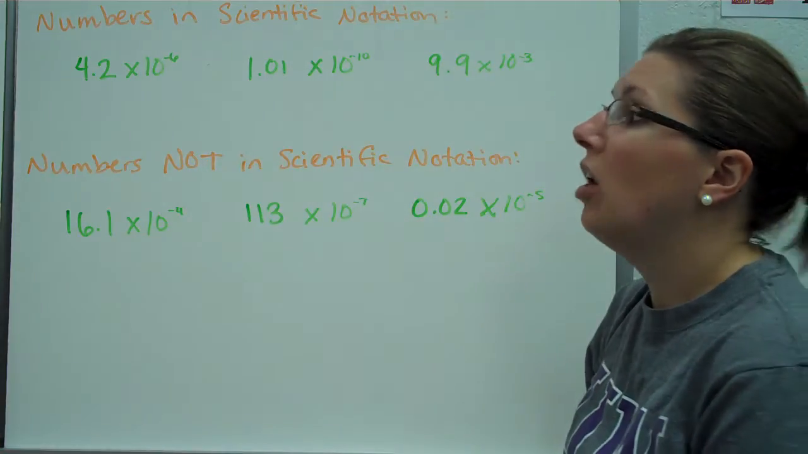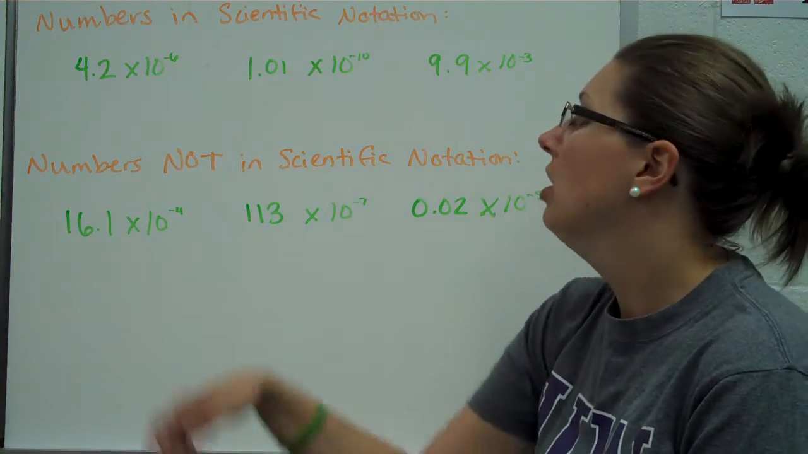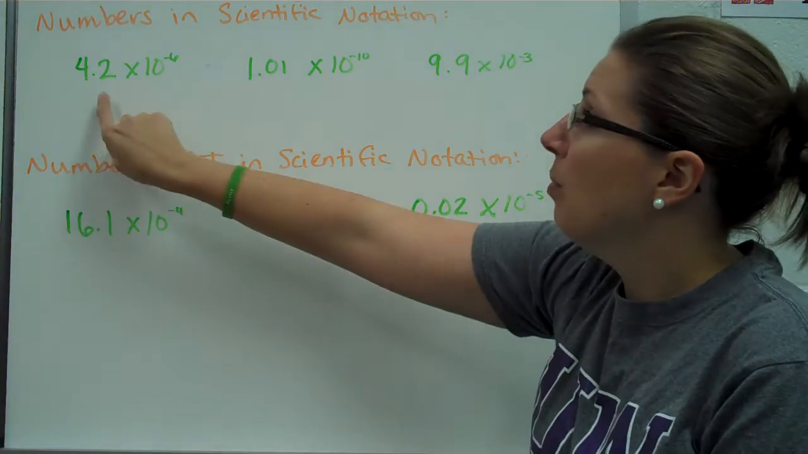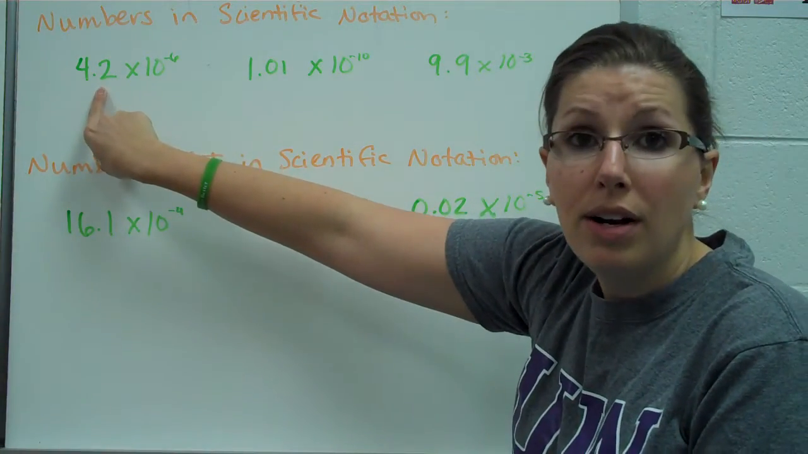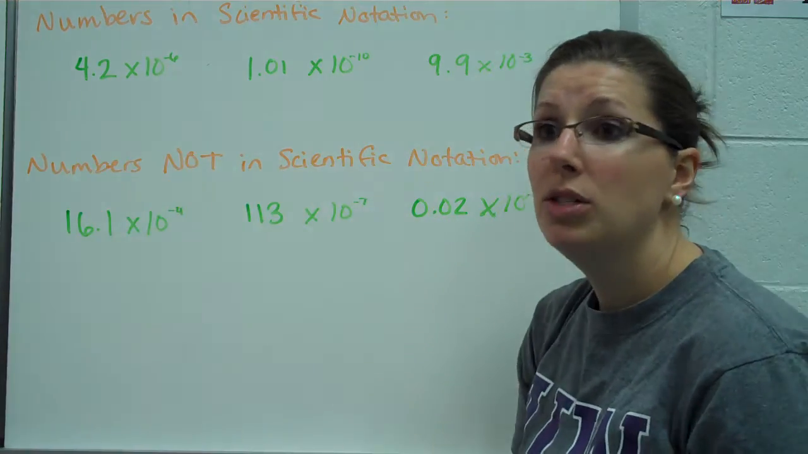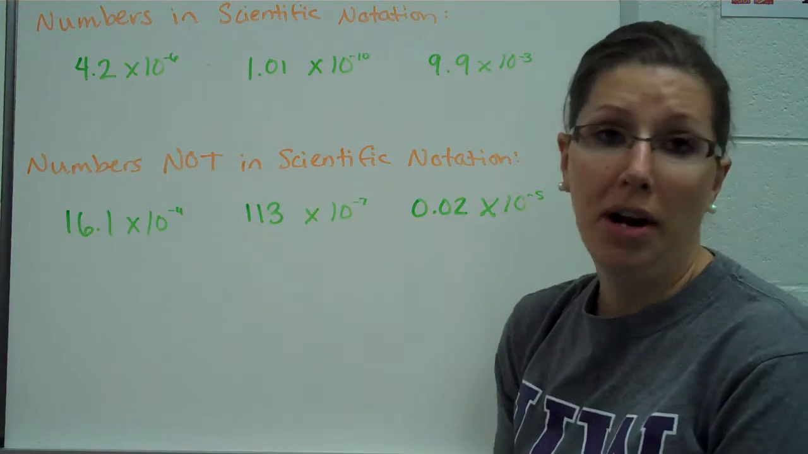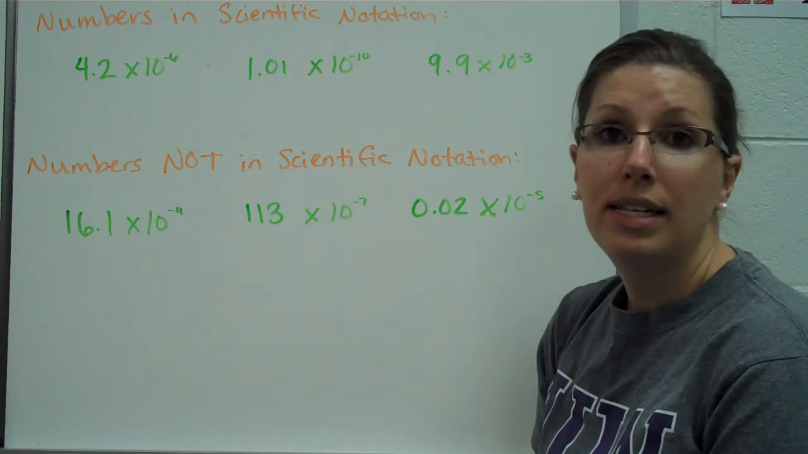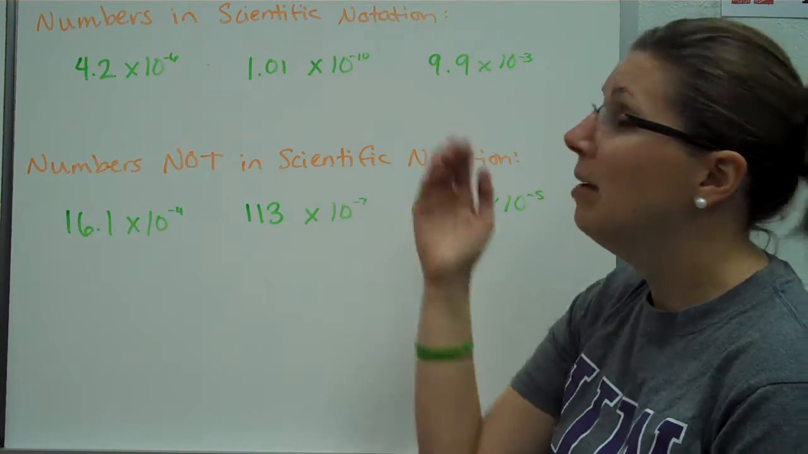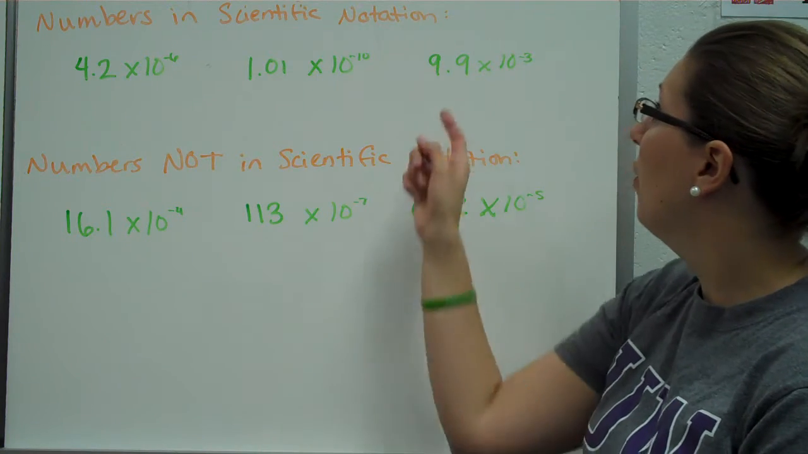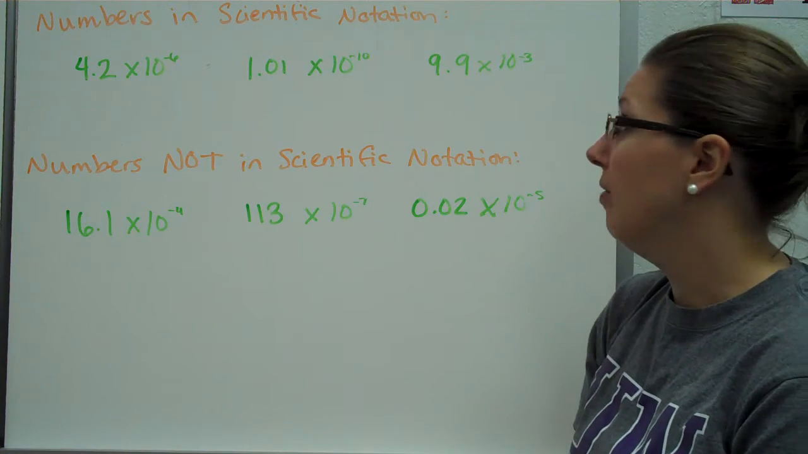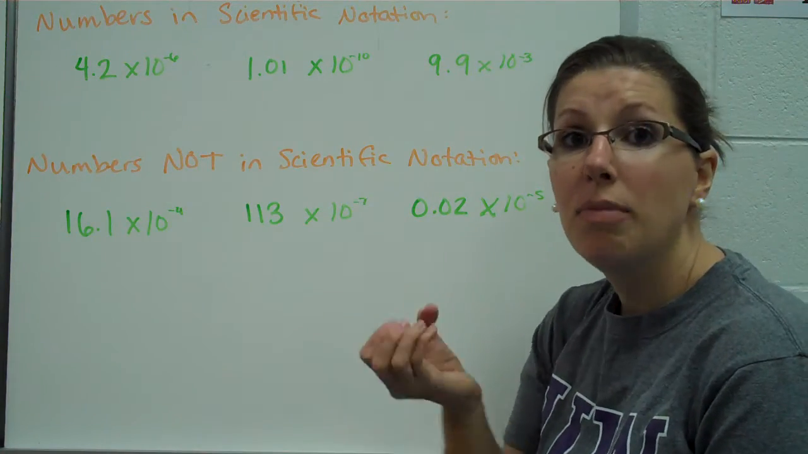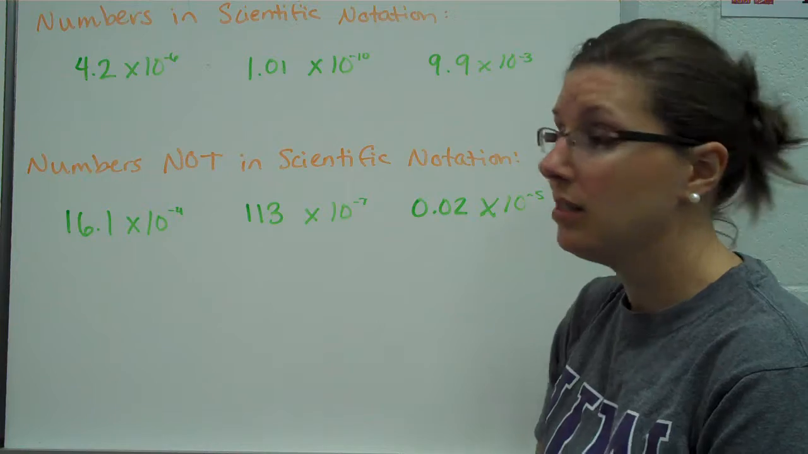So here are some numbers that are already in scientific notation. 4.2 times 10 to the negative 6th power. So remember when I said this number right here, 4.2, has to be a number in between 1 and 10. And this meets our criteria. 1.01 times 10 to the negative 10th power. Again, it meets our criteria. Or 9.9 times 10 to the negative 3. These are all numbers that will be very small because they have negative exponents.